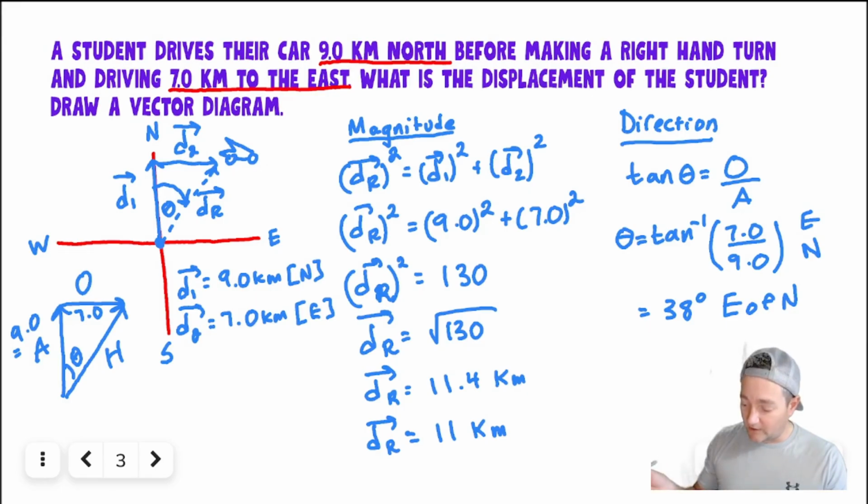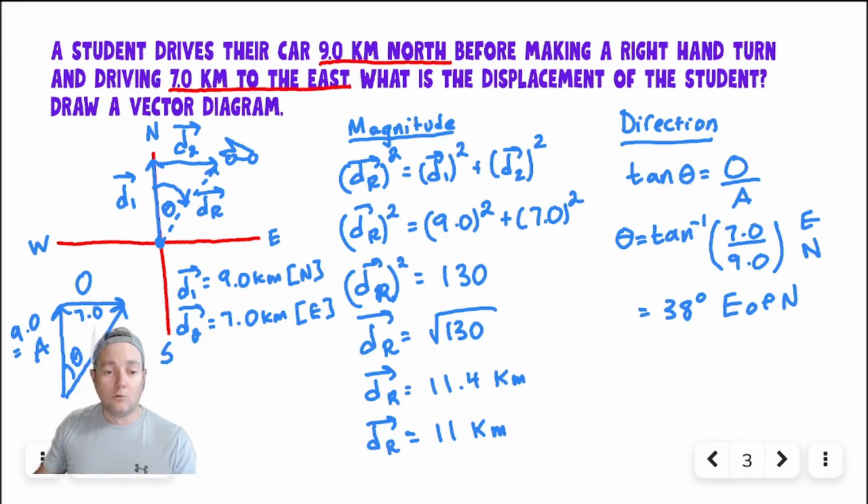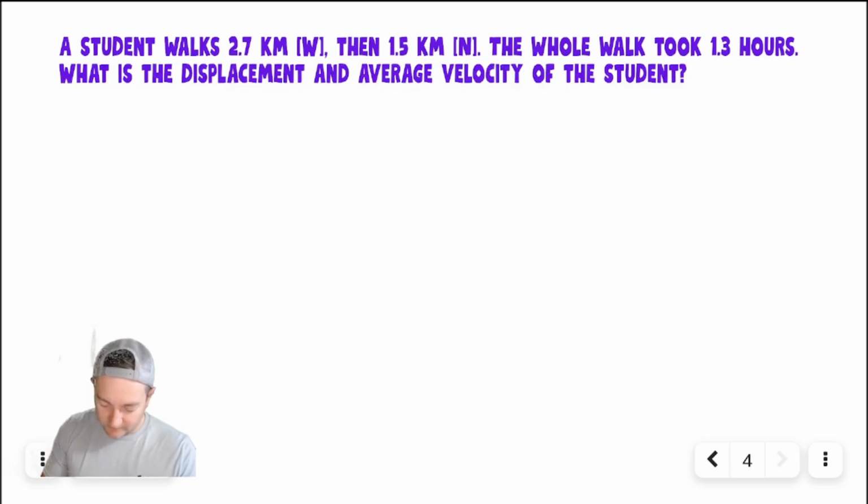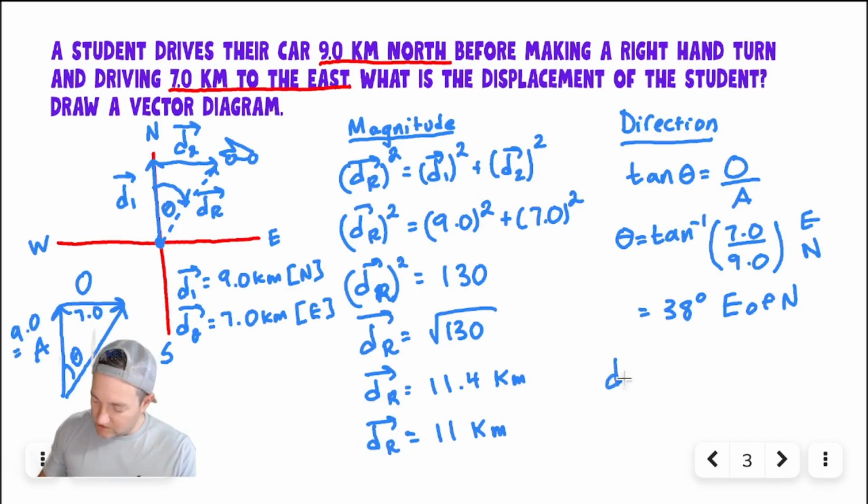So now we can write our final answer, and I'm just going to move my head over here a little bit. And then we end up with our final answer. dr equals 11 kilometers, 38 degrees, east of north.